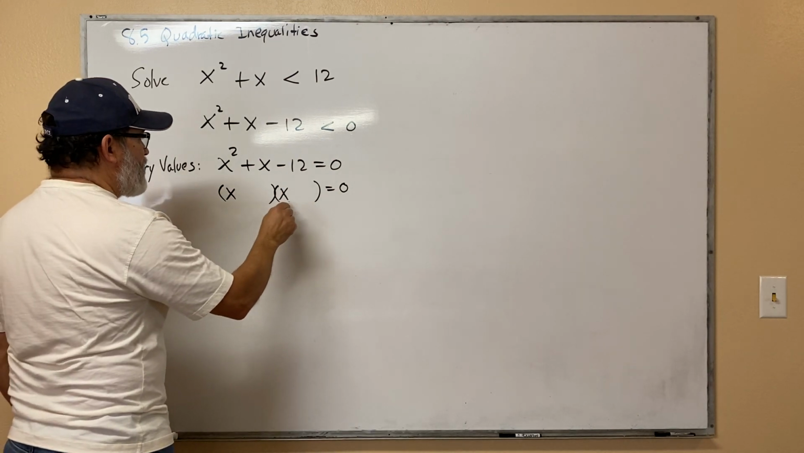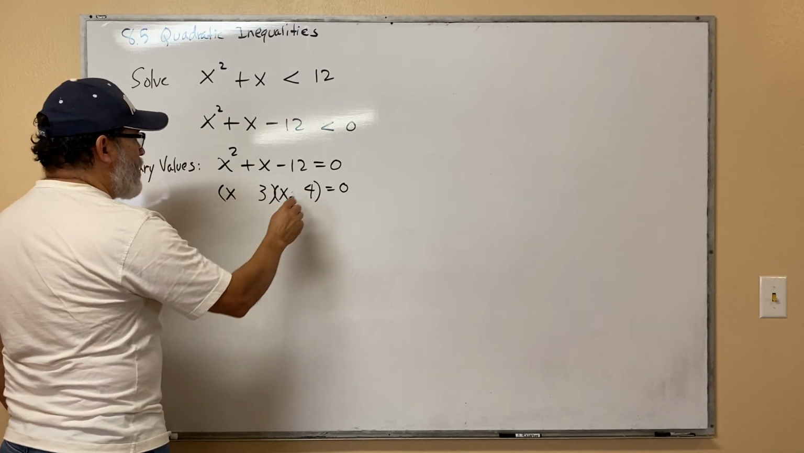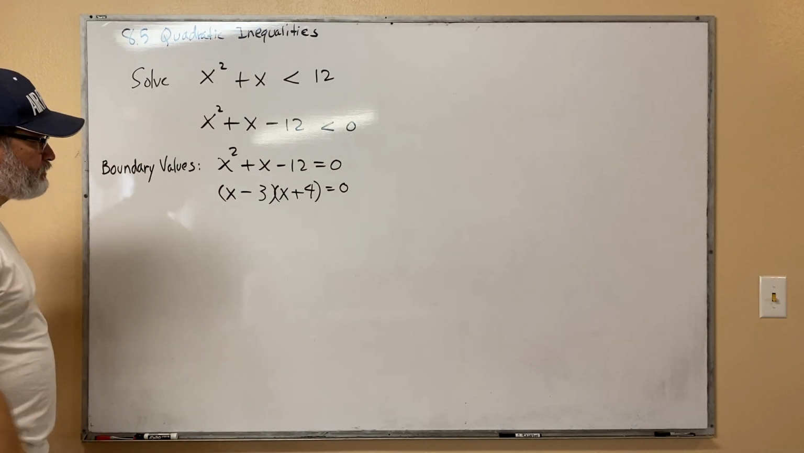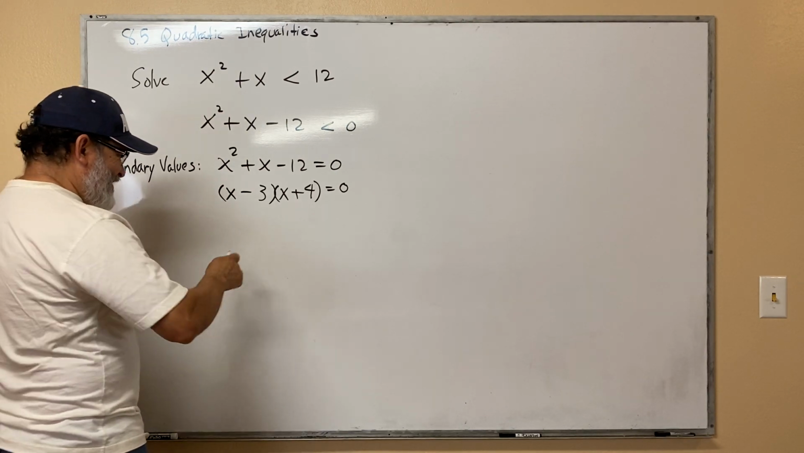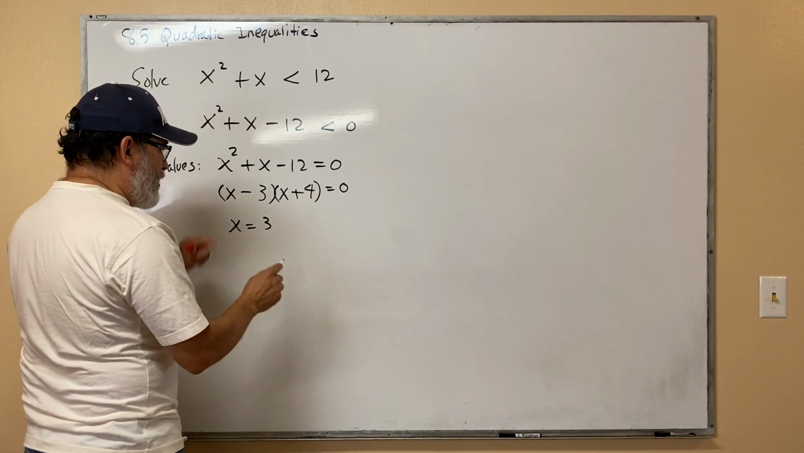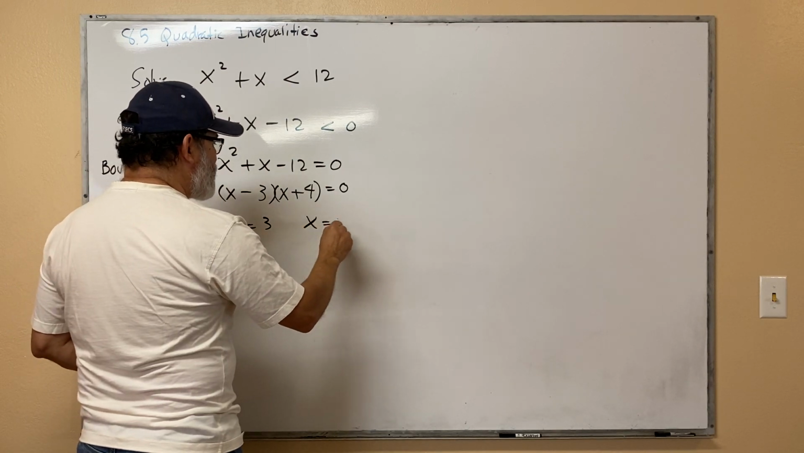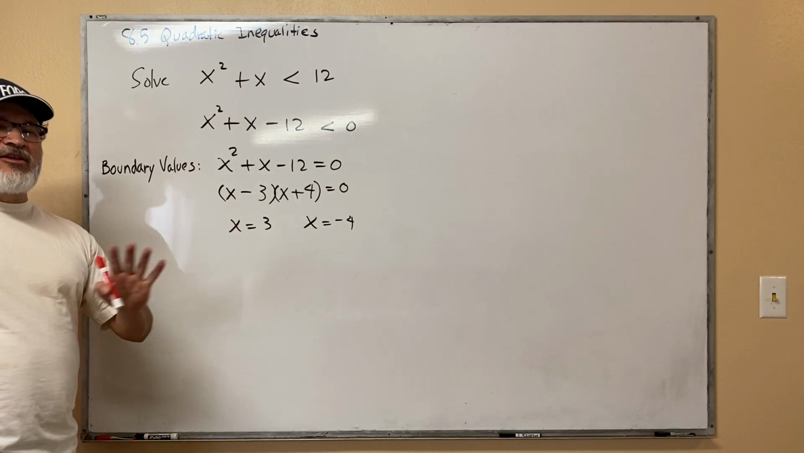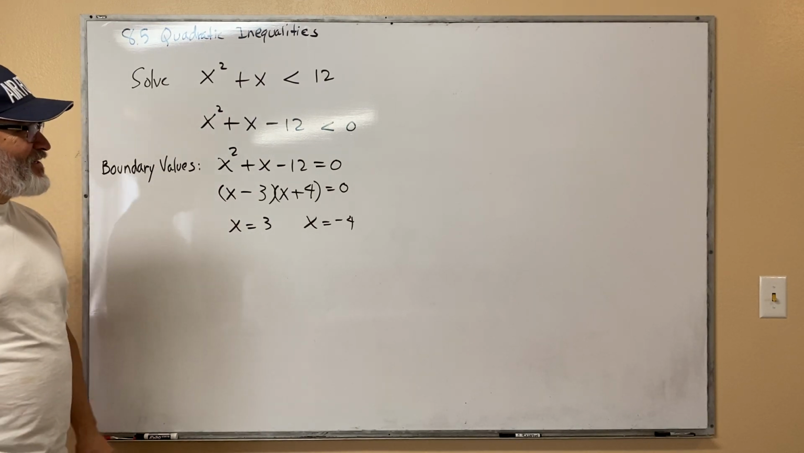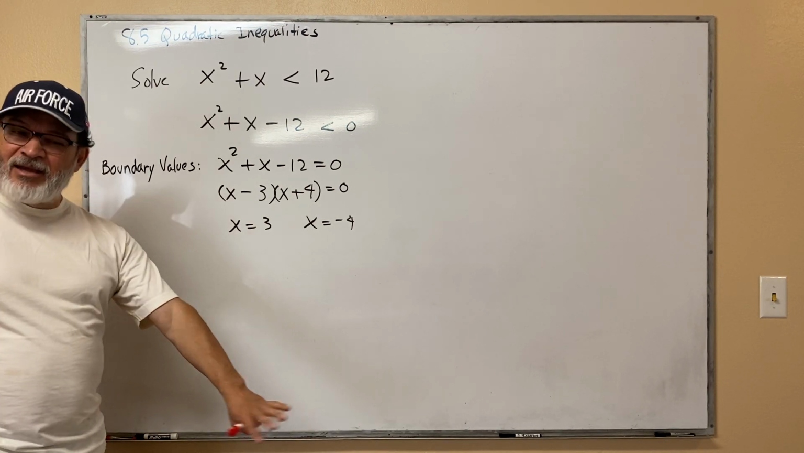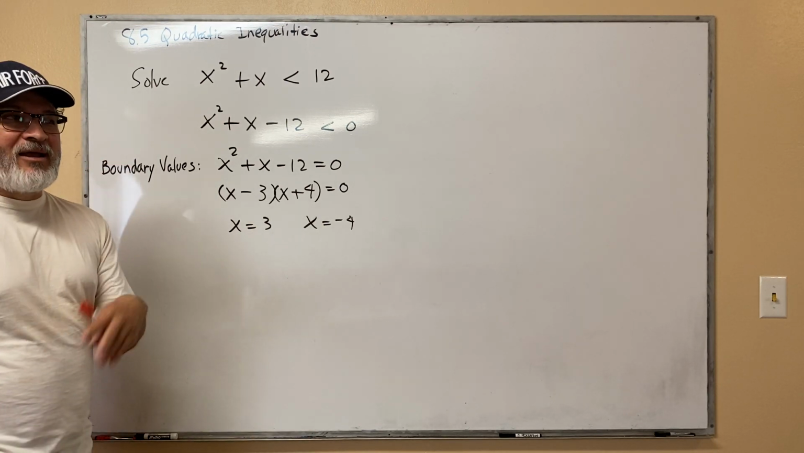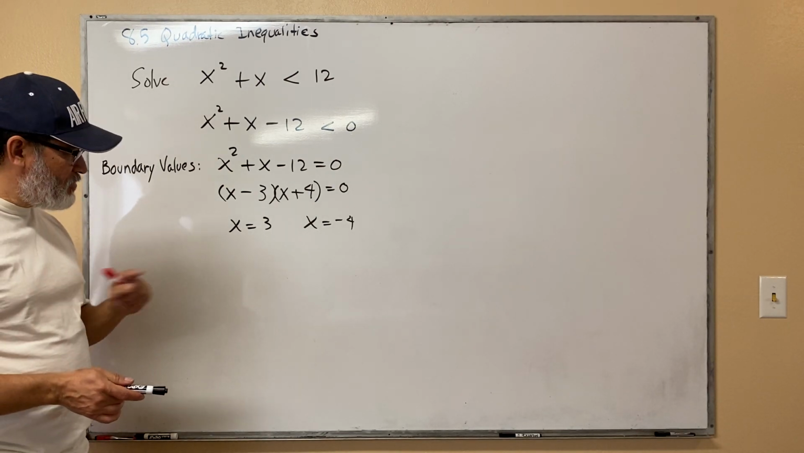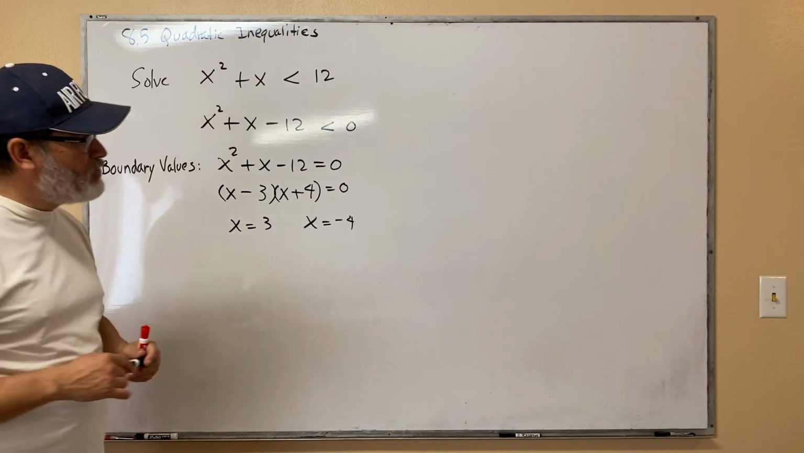X times x, 3 times 4, plus and minus. Solve. X equals 3 from this one, or x equals -4. So these are the boundary values. You go to the number line and you graph the boundary values. These are the boundary values.